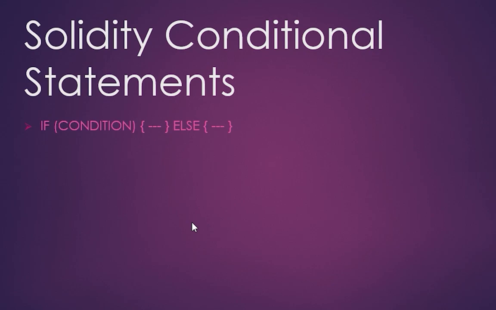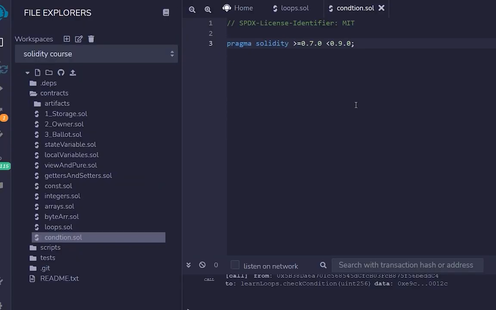So let's move to the Remix IDE, and initially we have a file, an identifier, and the version of the compiler, contract LearnConditions, and that's our contract. And now let's start working with conditions. I will create two state variables. First, totalMarks will be equal to 1100 and passingMarks will be equal to 500.